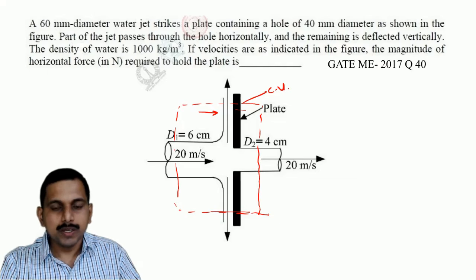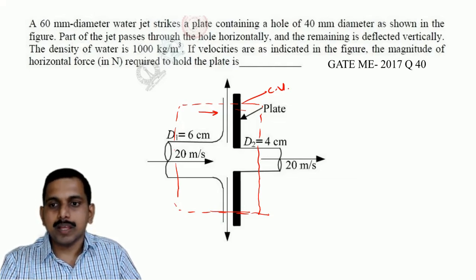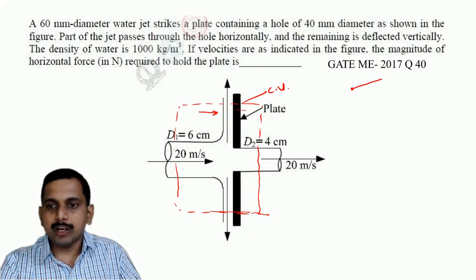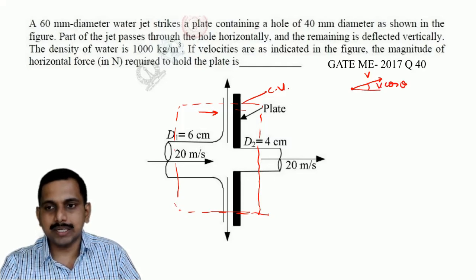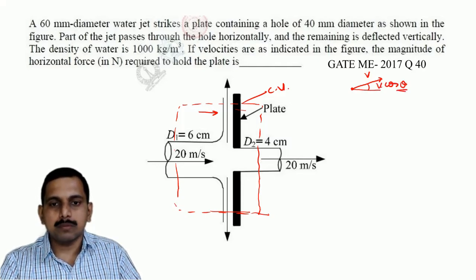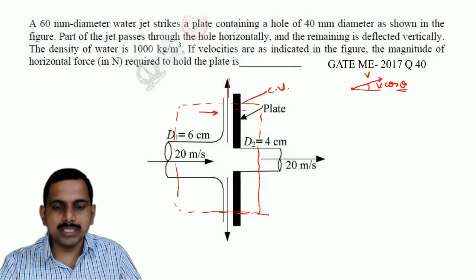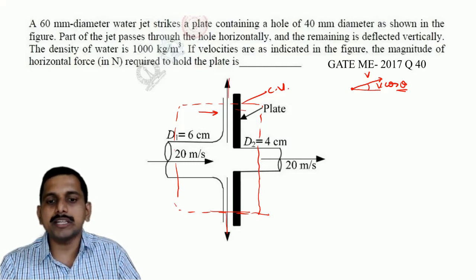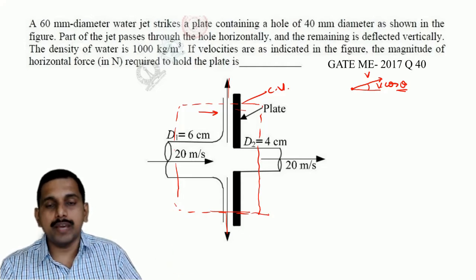What is the force? Now if you want to see the horizontal for this one, in case you have velocity here, what is the component of velocity? It is v cos theta, correct? And cos 90 is 0. Because of that, the velocity component in this direction is 0. So now what is that? The force we have to take.